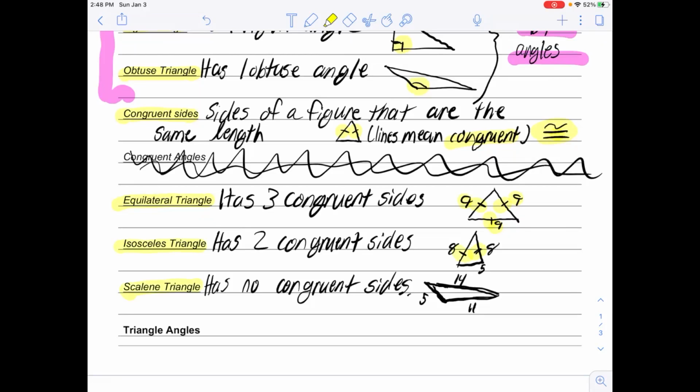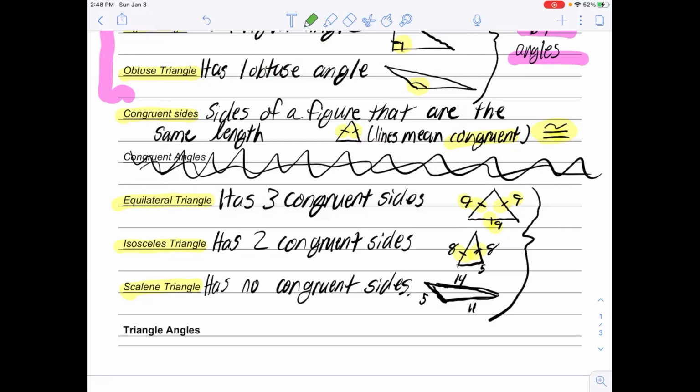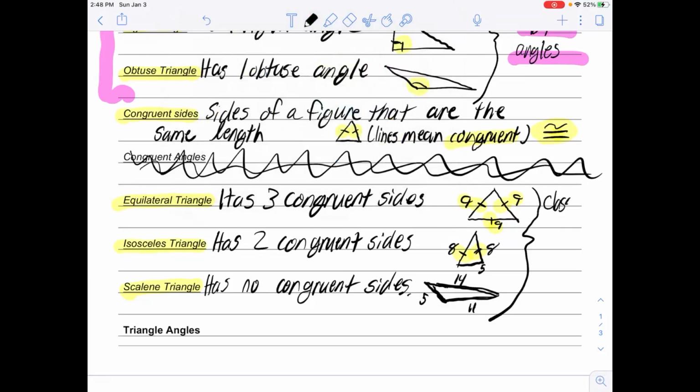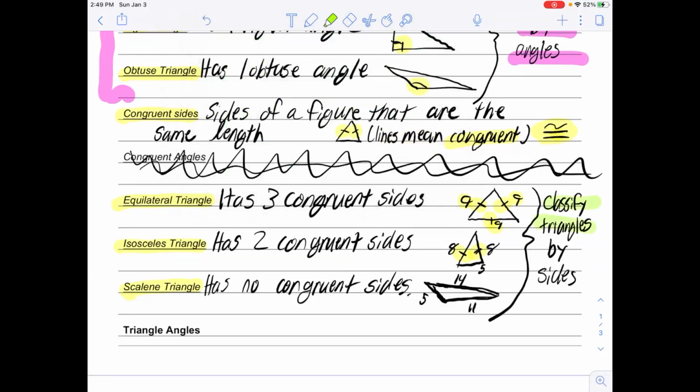Scalene, none of them are the same. As you can see, I have no lines anywhere on this shape. So these 3 words right here, equilateral, isosceles, and scalene, we can use those to classify triangles by their sides. And the difference between classifying by angles and by their sides is going to come up in the problems that we do in a little bit here. But it is a big difference.